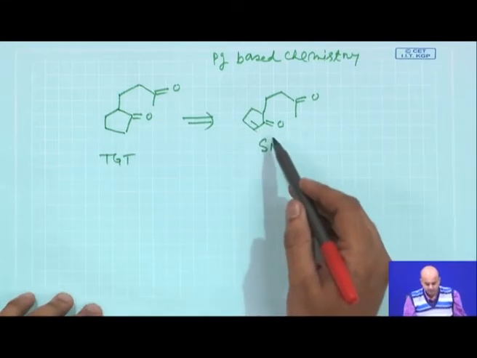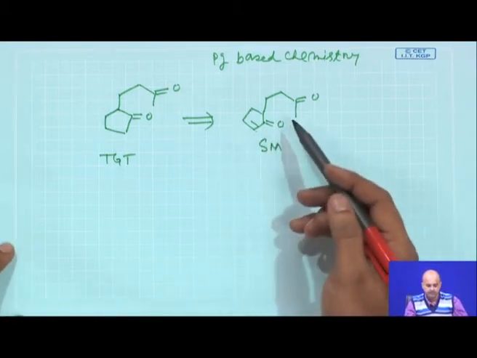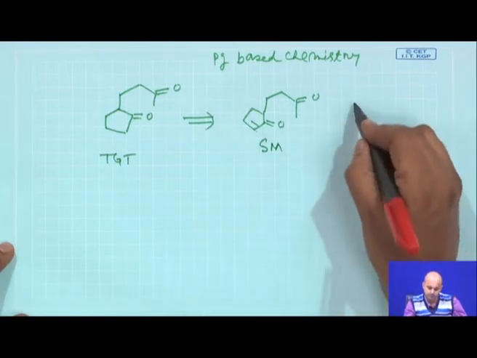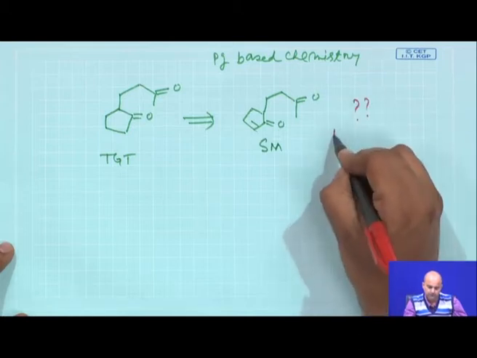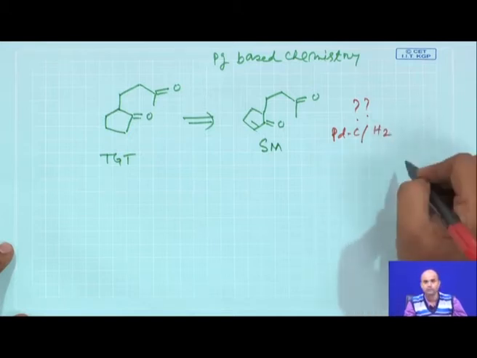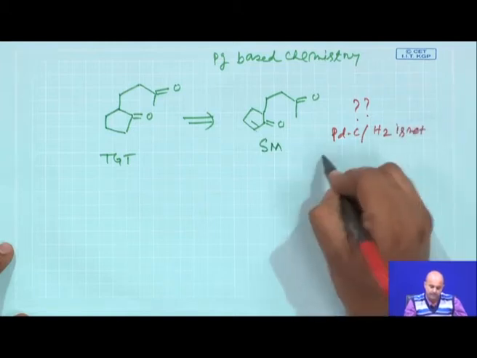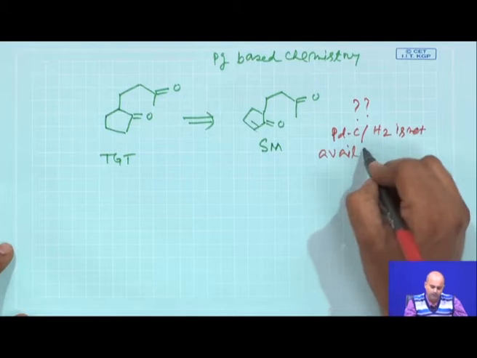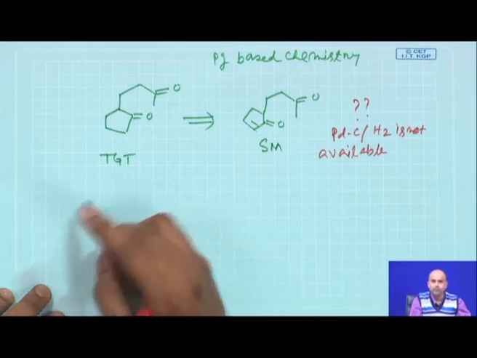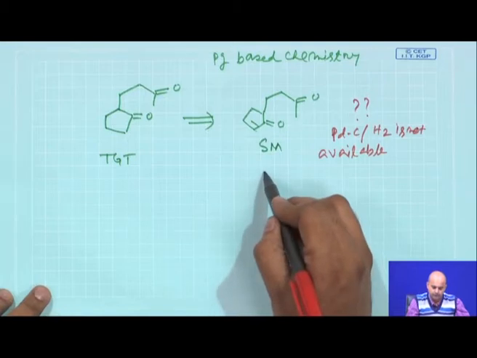Now, as I said, this kind of transformation can be easily done with a simple palladium charcoal mediated hydrogenation. But I put a note that palladium charcoal and hydrogen probably are not available to you. Then will you stop this reaction in your lab, or will you try to find some other alternative? I will probably prefer the second alternative, whether some other reagents can be used to access this target.